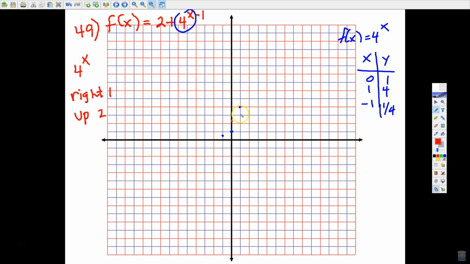1 right and 2 up. And I can erase those blue dots now if they're causing some confusion.